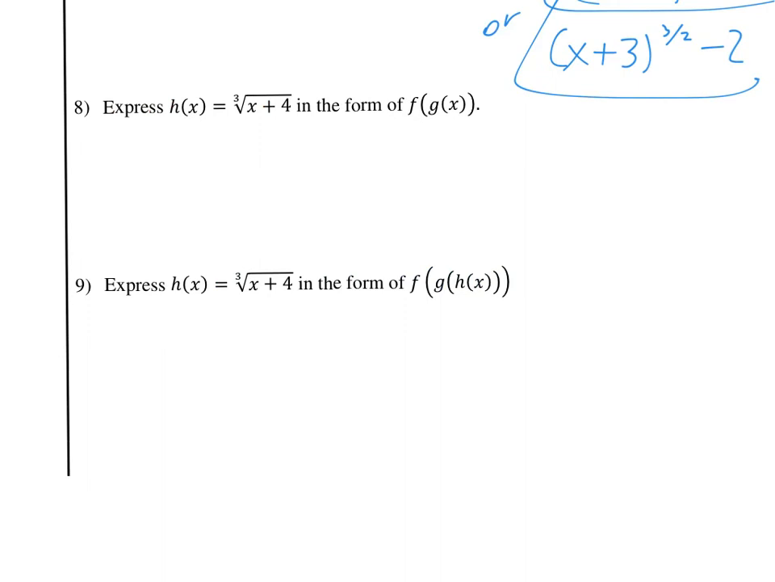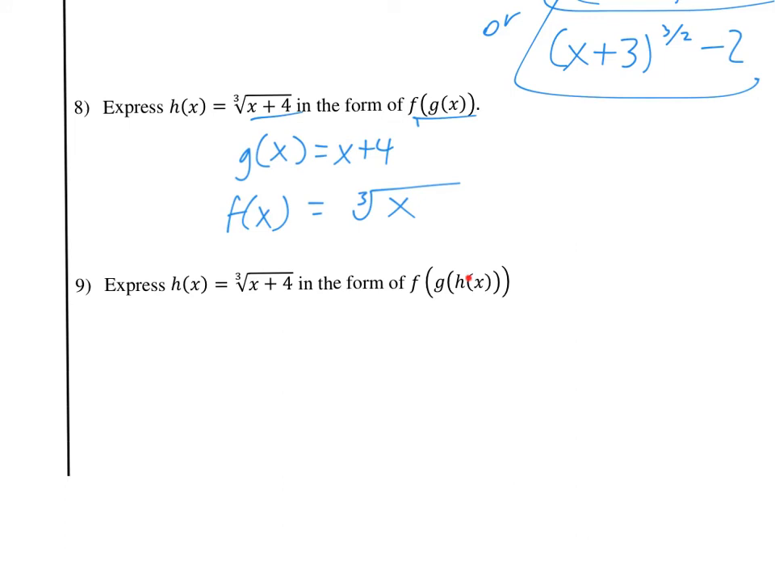Next up here, it's asking us to express this in the form of f of g of x. And so I see this x plus 4 as the inner function. So I would call that g of x as x plus 4. And then f of x is the outer function, so I would see that as the cube root of x. So you can see that if I plugged this g into the f, I would get this result.